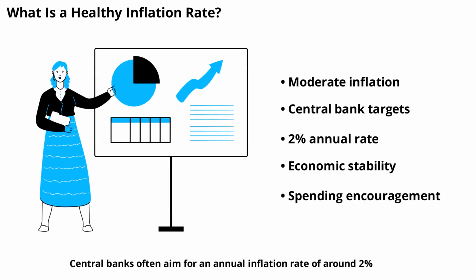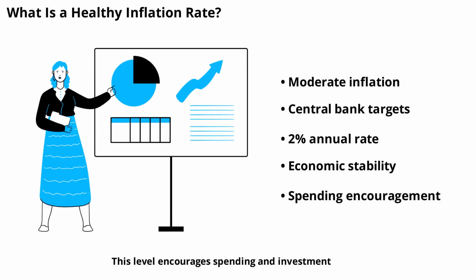Central banks often aim for an annual inflation rate of around 2%. This level encourages spending and investment without eroding purchasing power too quickly. Too little inflation can signal weak demand, while too much can destabilize the economy.